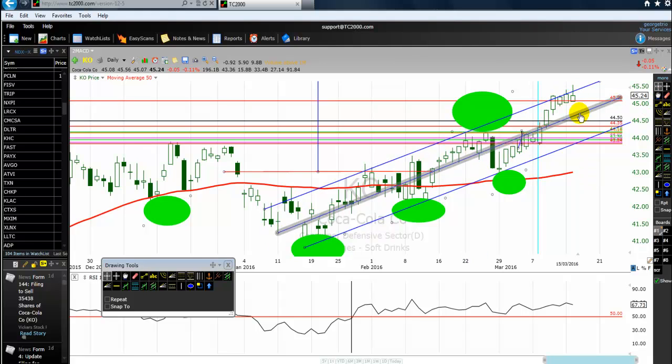So is it coming near the median line now? Or is it coming all the way down here? We are at the target level. This is the conservative target.